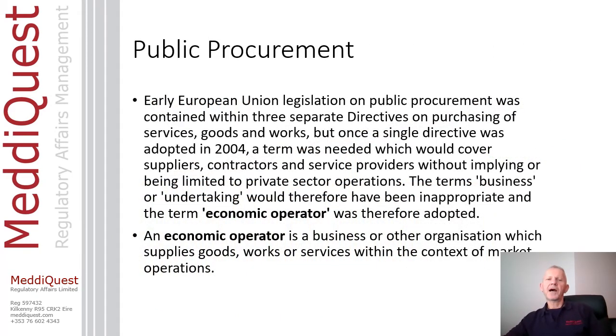The idea came about when the European Commission first started promulgating these regulations in the early 2000s. And the idea is that the economic operator is any business or other organization which supplies goods, works, or services within the context of market operations. That is, taking a CE mark product and actually moving it through the market to a customer. So it's that stage again, downstream of the manufacturer.